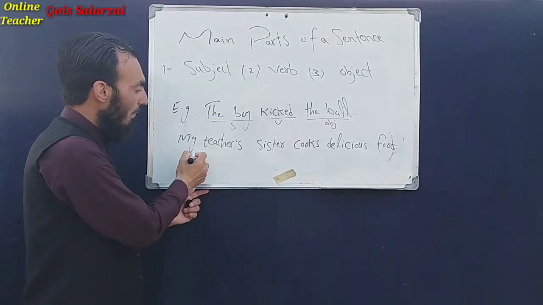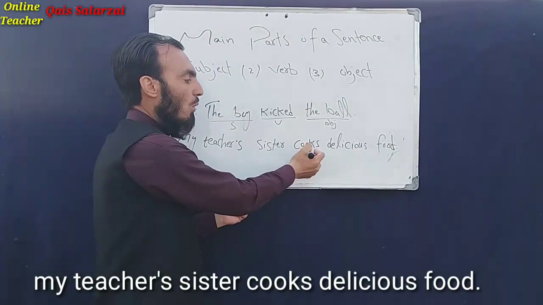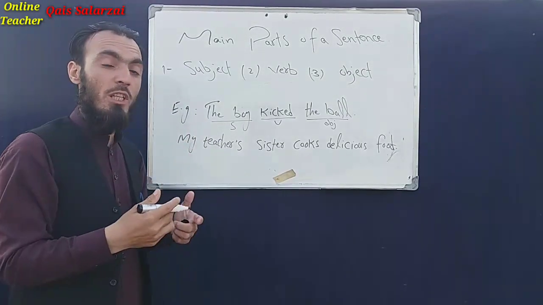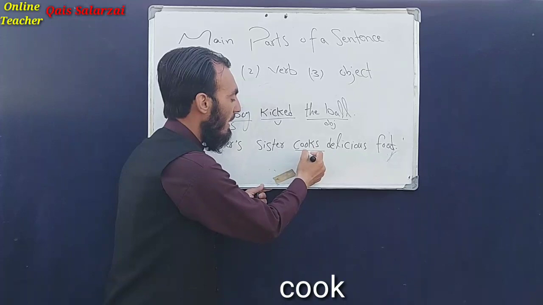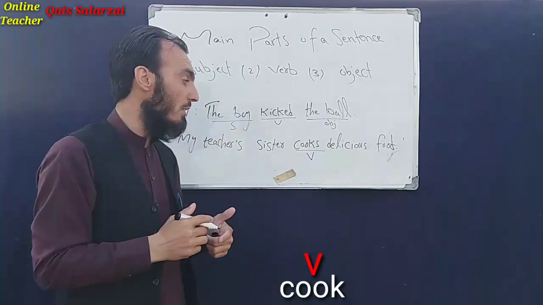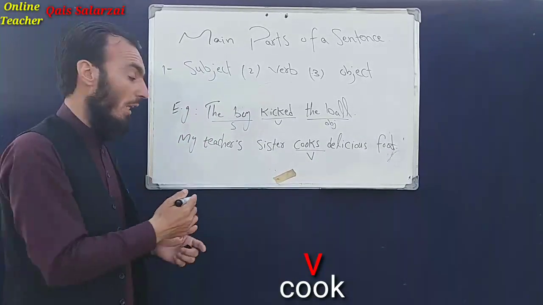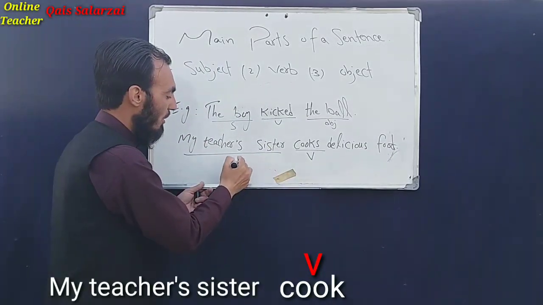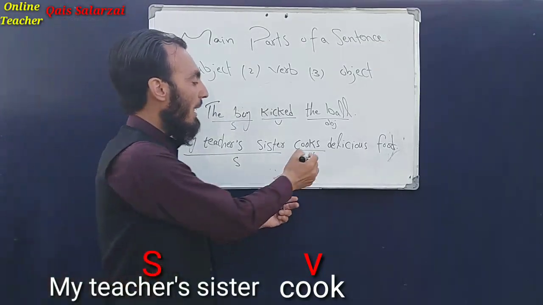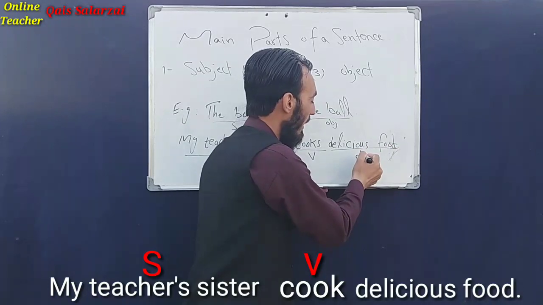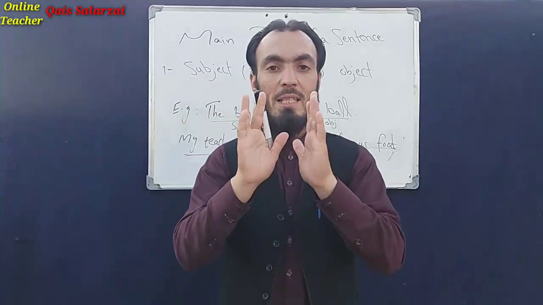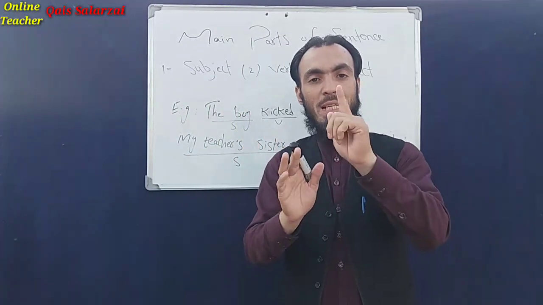Second example: my teacher's sister cooks delicious food. Now look at what is the action here. The action which we have is the cook. It's the cooking that we have as an action in this sentence. Now who performed this cooking? This is my teacher's sister. It is the subject. This is the person who performs this action. And what did she cook? It is the object of the sentence, delicious food. Remember one thing, a subject cannot always be a single word.